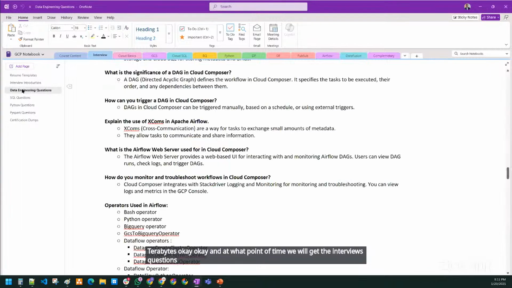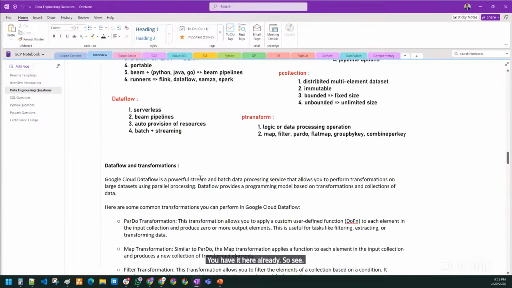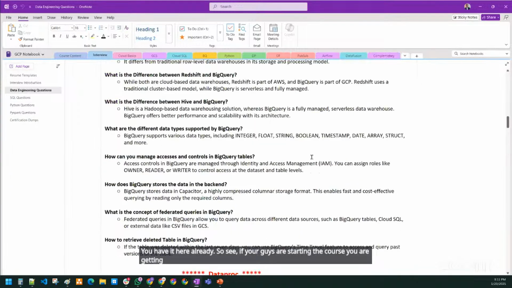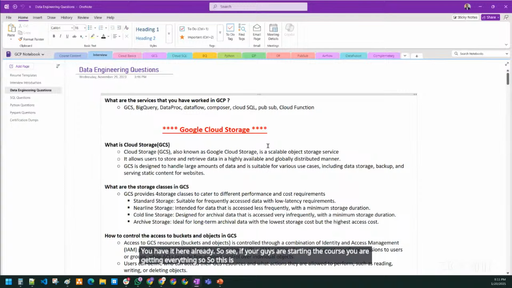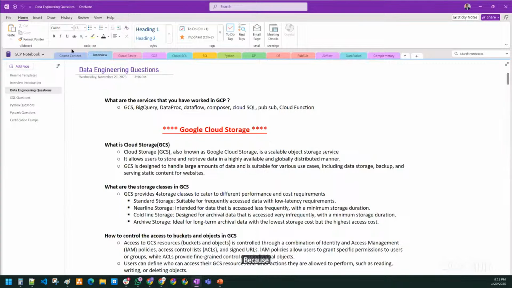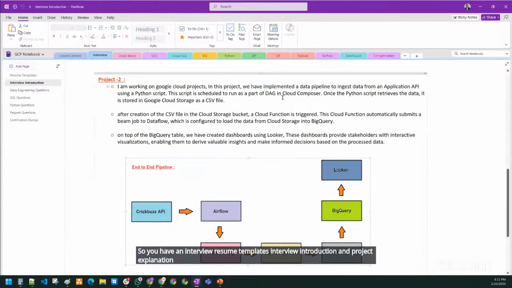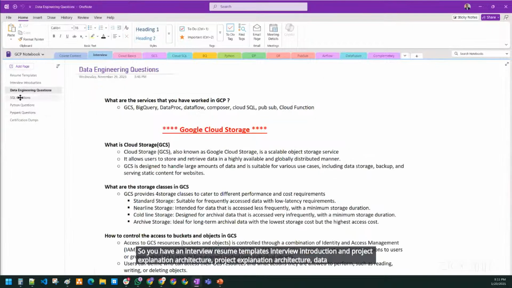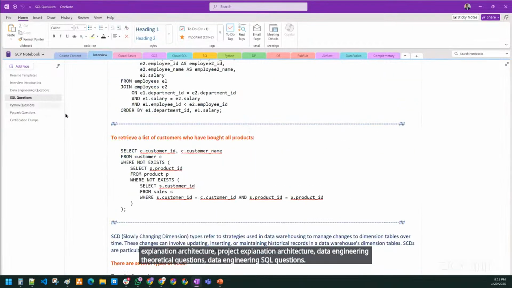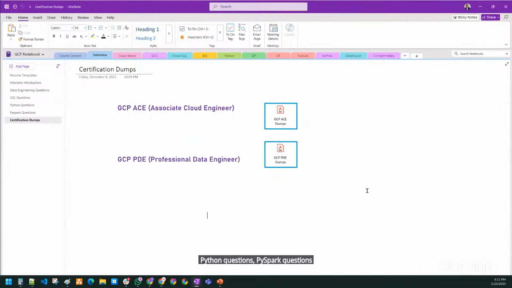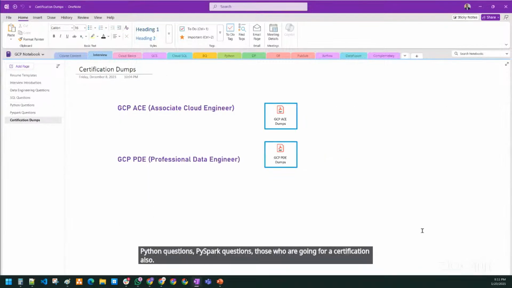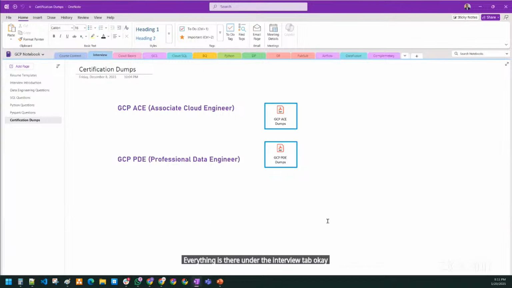You have it here already. If you guys are starting the course, you are getting everything. This is a dedicated notes. Maybe in tomorrow's class, I'm going to tell you guys how to access everything, because you will be thrilled to see everything in one single window. You have interview resume templates, interview introduction, project explanation, architecture, data engineering theoretical questions, data engineering SQL questions, Python questions, PySpark questions, and for those going for a certification also. Everything is there under the interview tab. Once you enroll for the course, you get access to this. Yes.